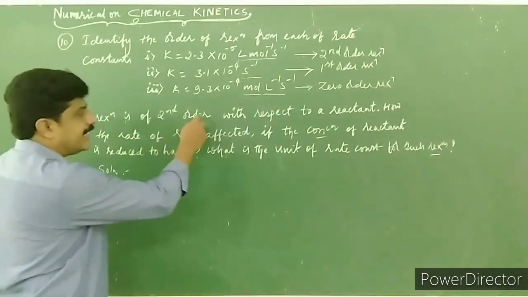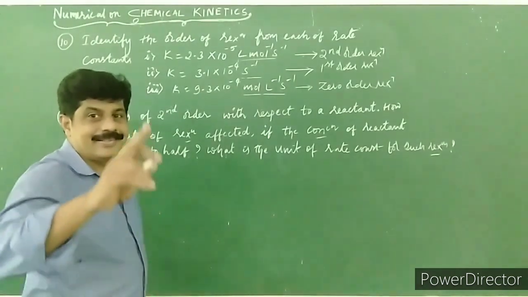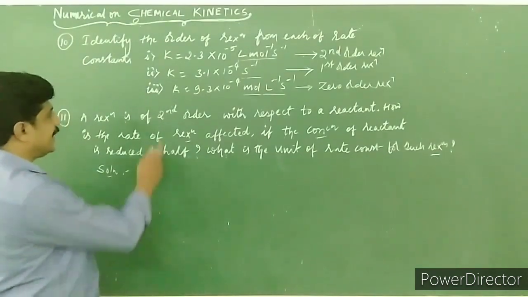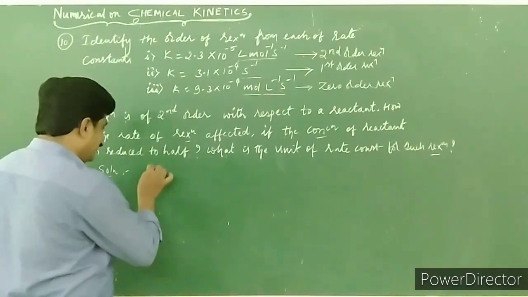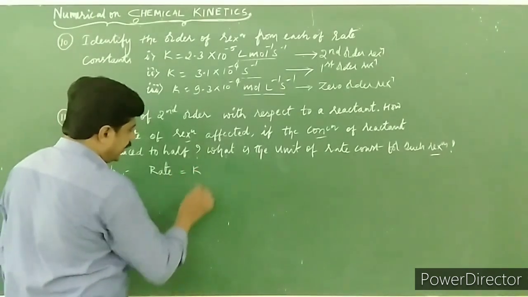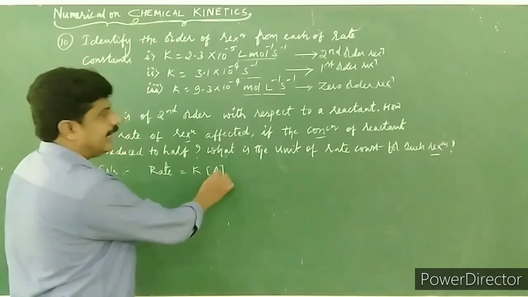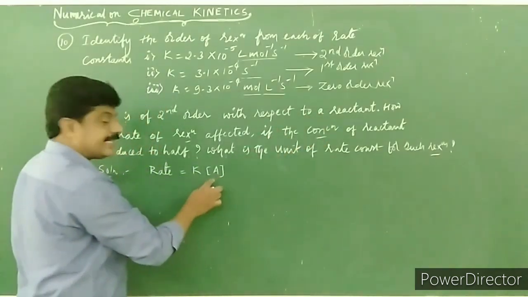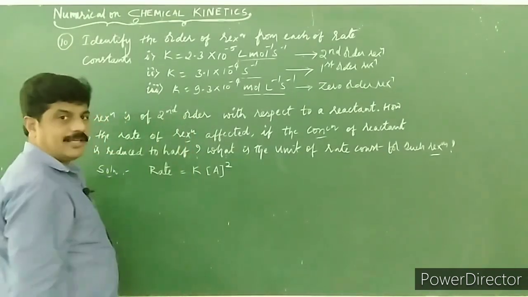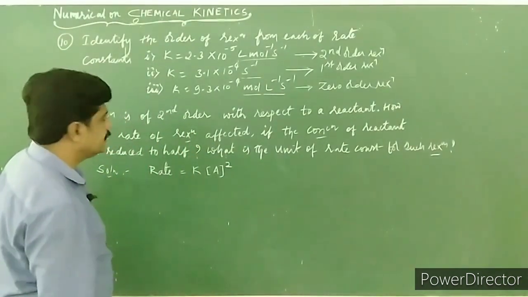What do they say here? A reaction is of second order with respect to a reactant. Now let me write the rate law expression for a second order reaction. How do I write? Look at here. Rate is equal to K into the molar concentration of A, let the reactant be taken as A, now raised to 2 because it is a second order reaction. Hope you got it.